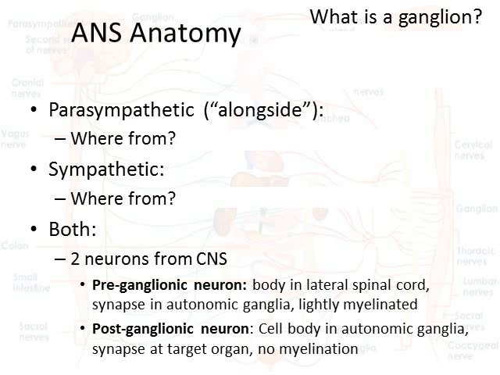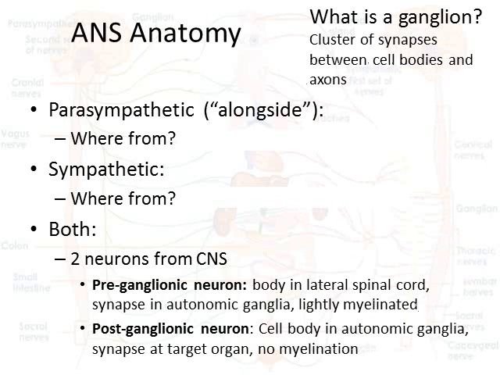Okay, so the anatomy of the autonomic nervous system, it's good to look at some of the differences and some of the similarities between parasympathetic and sympathetic. First of all, we have this interesting setup which has a ganglion. A ganglion is a cluster of synapses between cell bodies and axons, and you have this always in the autonomic nervous system. You have a preganglionic neuron interacting with a postganglionic neuron somewhere in the middle, and that's the ganglion.